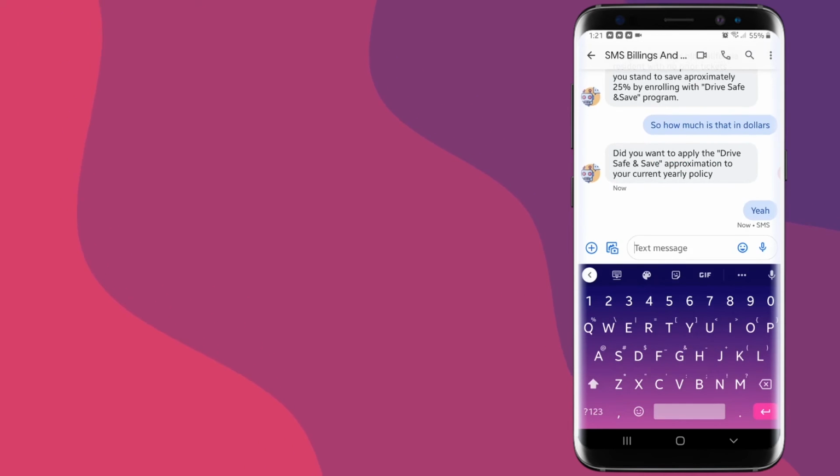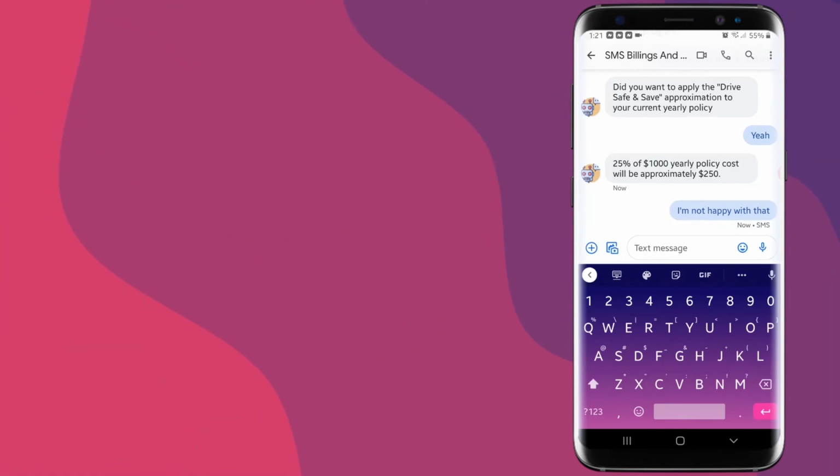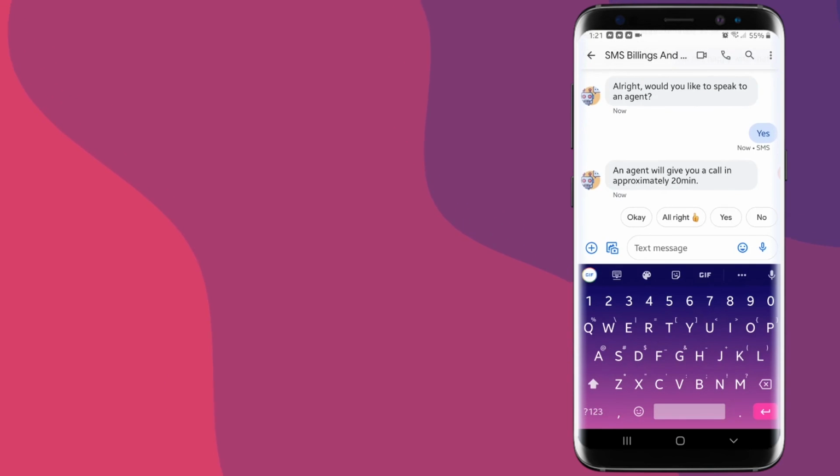The agent is tied into your back office systems through integrations, and so it can therefore perform any queries or updates. The agent can also be taught to hand over the conversation to a human agent based on a set of configurable rules. And in this case, it's using its understanding of sentiment, but it could just as well be triggered based on the fact that a certain topic is being discussed. Maybe a customer wants to close their account, or they mention a competitor.